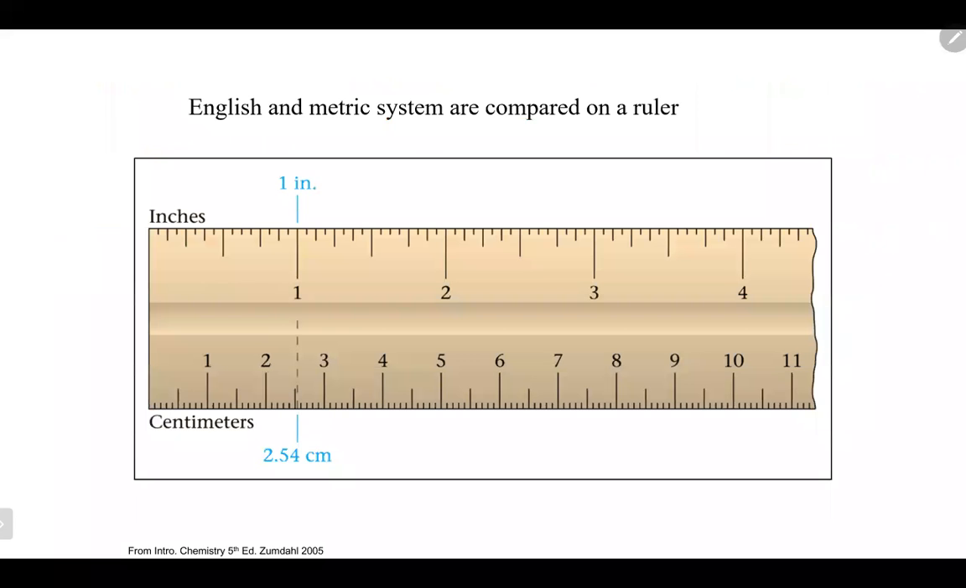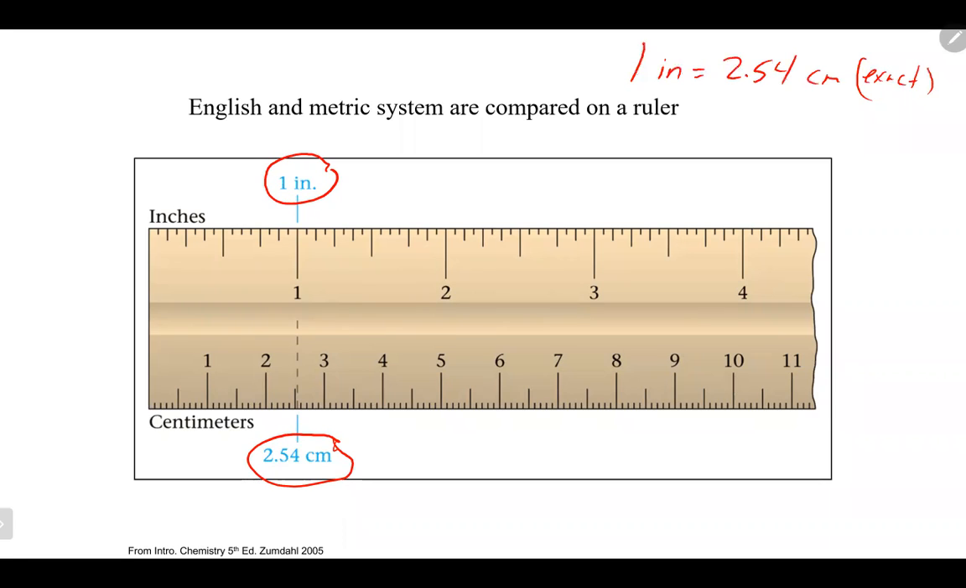Now here's a comparison of English versus metric relationship. Inches being in the English sort of measurements, metric here being centimeters. And this one for sure is one that you need to know: in 1 inch, there are exactly 2.54 centimeters. That's an exact conversion between them.